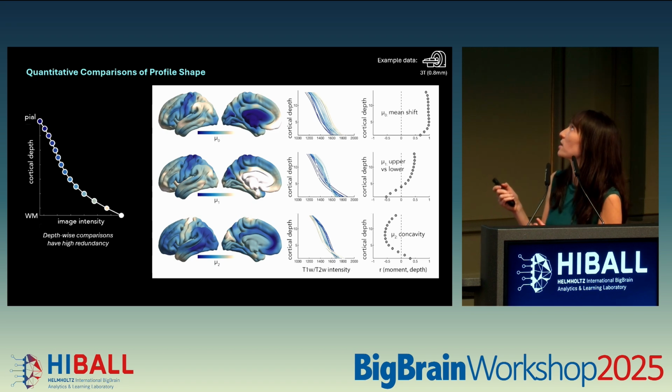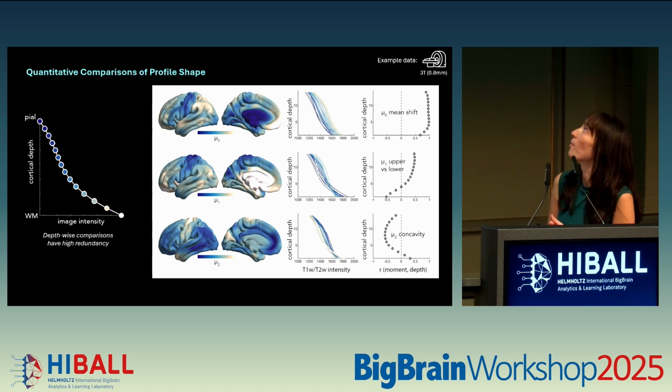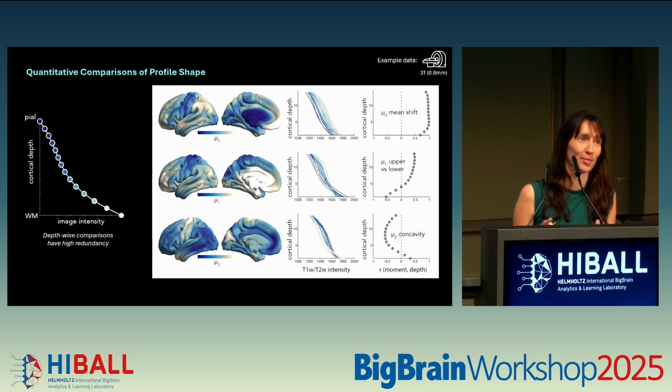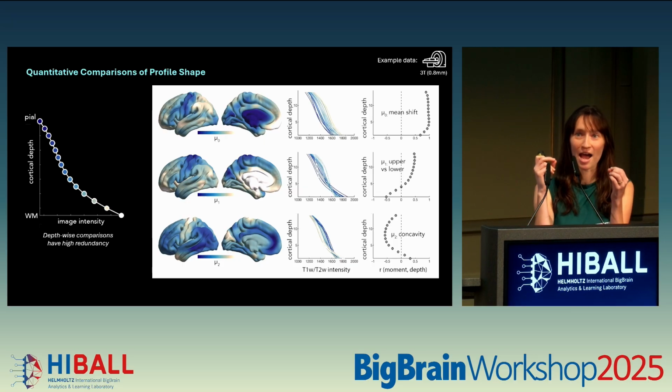This is synopsized most easily by these plots on the right. You see the 0th moment, which is just the mean. So it doesn't actually care about the shape of the profile. It's just like taking the average intensity within the cortex.